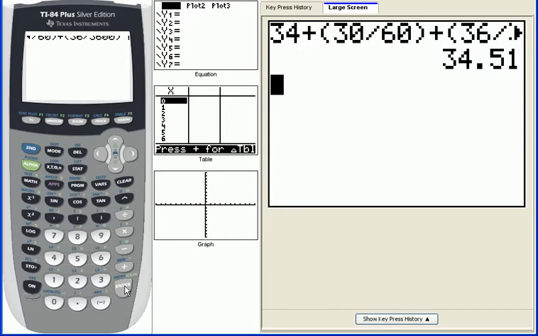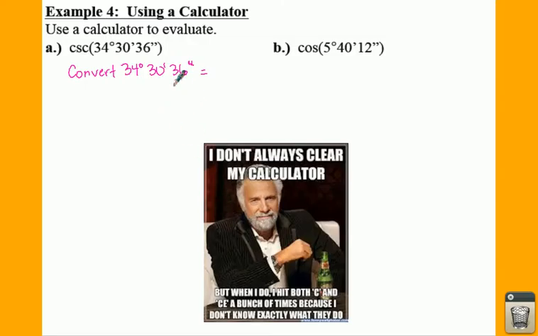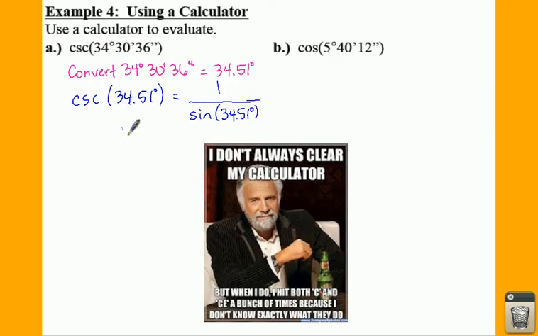So as a decimal, that turns into 34.51. That is really finding 34.51 degrees. So you need to find the cosecant of 34.51 degrees. Now when you do that, that is the same as 1 divided by the sine of 34.51 degrees. This is how you need to plug it into your calculator.